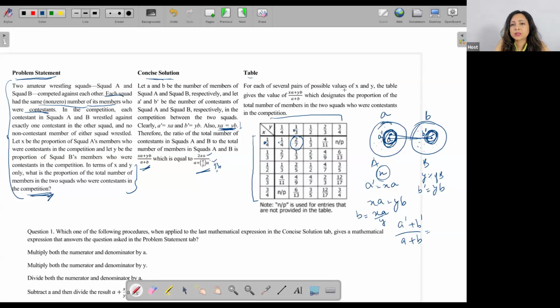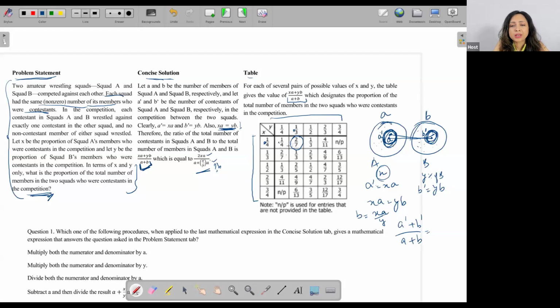So they are saying that for several pairs of possible values of X and Y, the table gives the value of this (XA + YB) upon (A + B). So it gives us the average that we were looking for, right? This average that we were looking for, not in terms of X and Y alone, of course, that's fine. But this is pretty much the average that we were looking for.